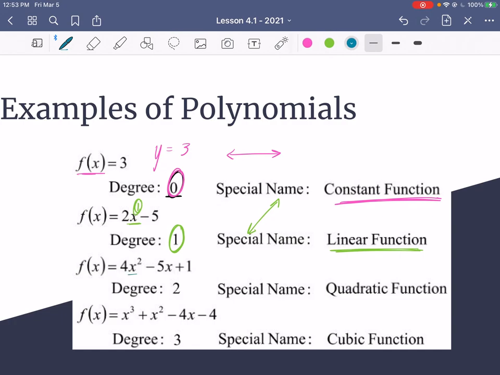All right, the next one, we look at our variables. Which one has the highest exponent? Well, this one does. So this is a second-degree polynomial, which, if you recognize this, this is a quadratic. So quadratic functions are all second-degree polynomials. And we know that those look like that U-shape, the parabola.